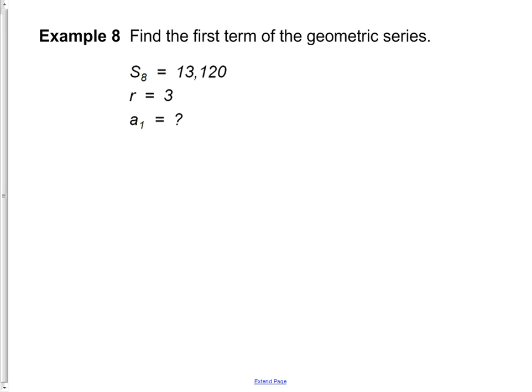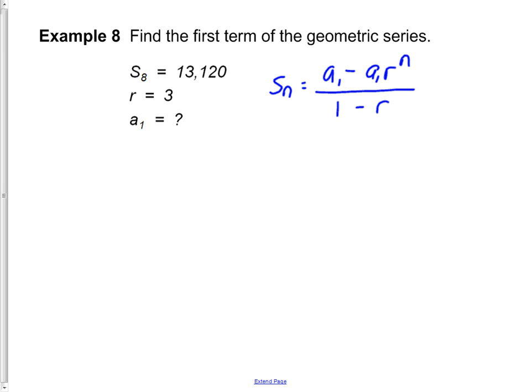Problem number 8, I need to find a sub 1. I have S of 8, so that means the n value is also going to be 8. I know the r value, so let's use the a sub 1 formula. S sub n equals a sub 1 minus a sub 1 r to the n, all divided by 1 minus the r value.